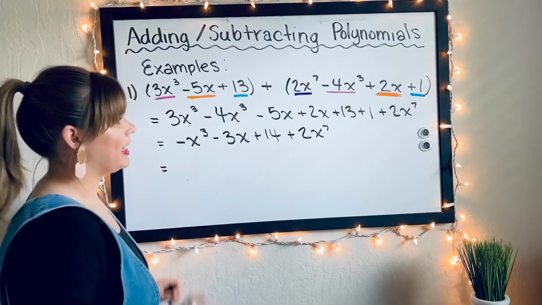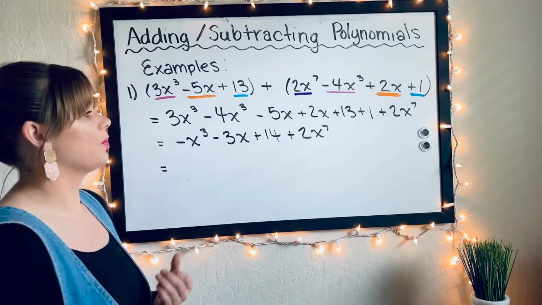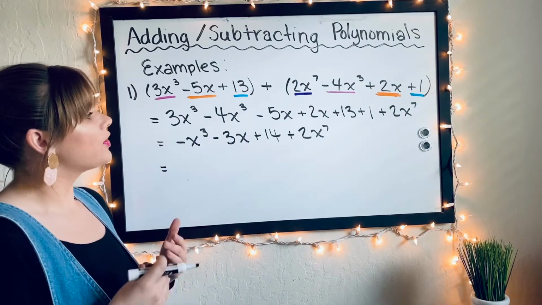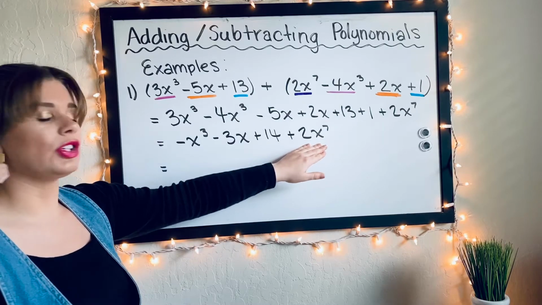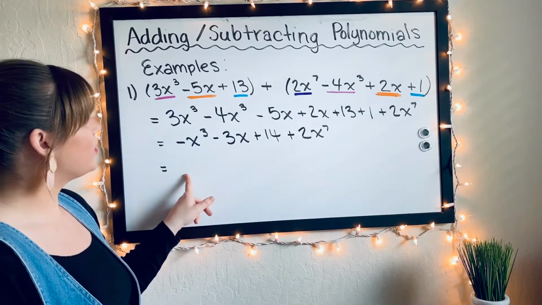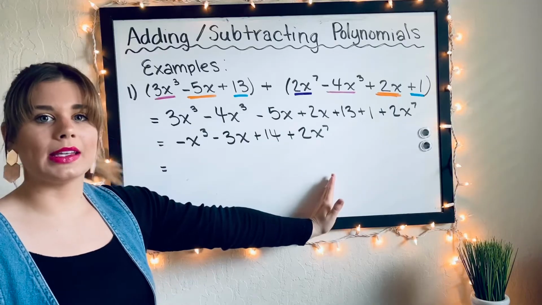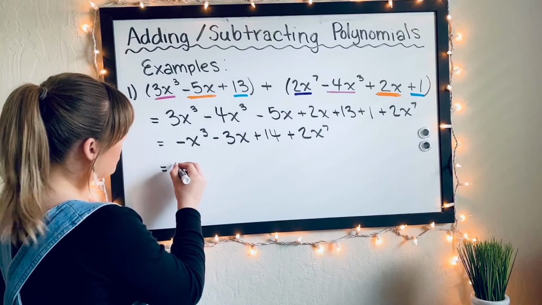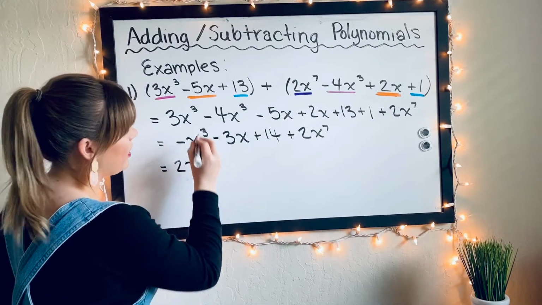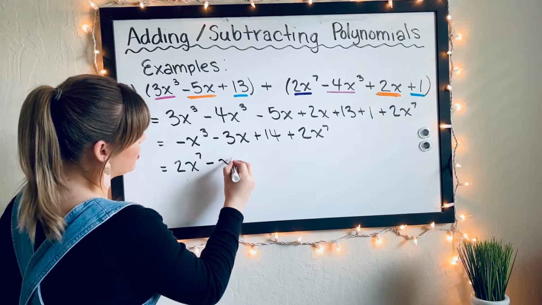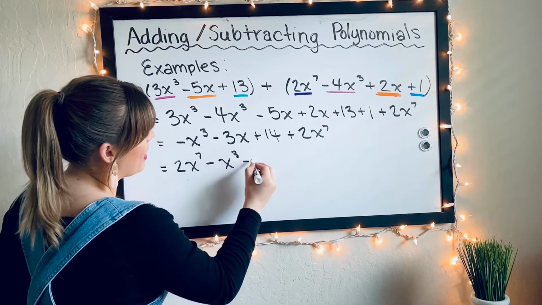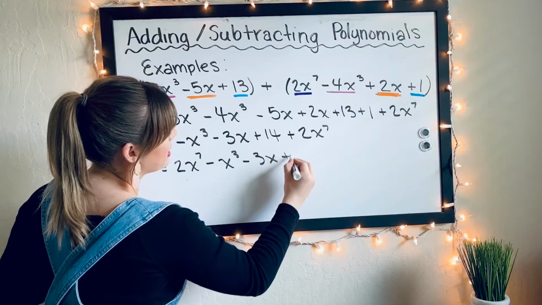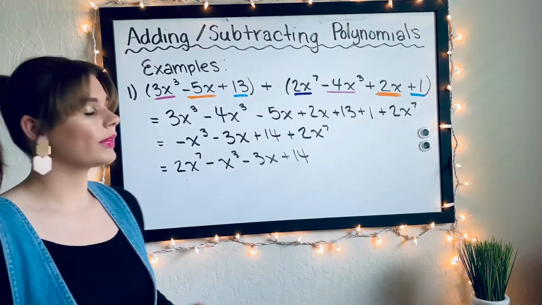Now my last step to give a final answer is to rewrite this in standard form. So I need to take my highest degree, which is that 2x to the 7th, that goes in front, and then I'm just going to order these in descending order. So that means I have 2x to the 7th, minus x cubed is my next largest, minus 3x plus 14.